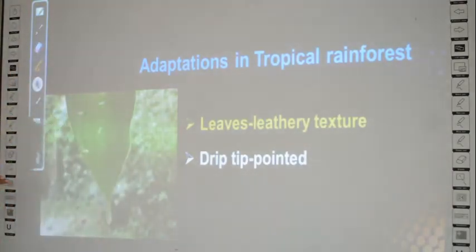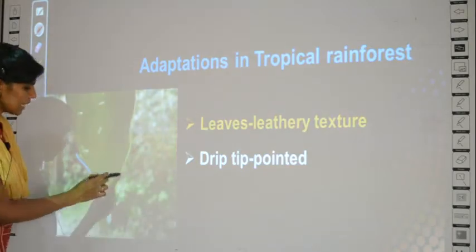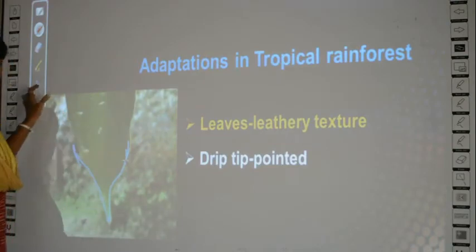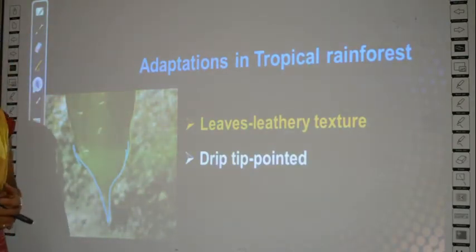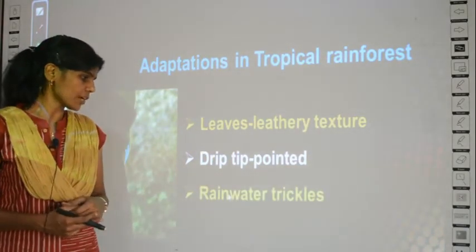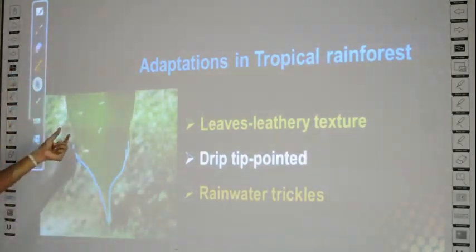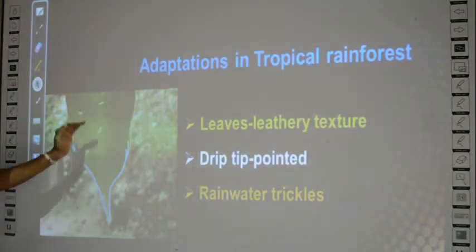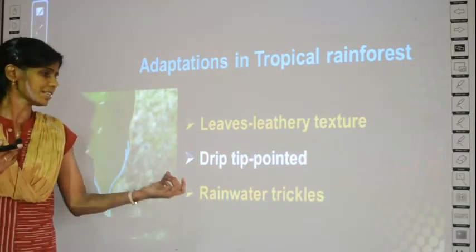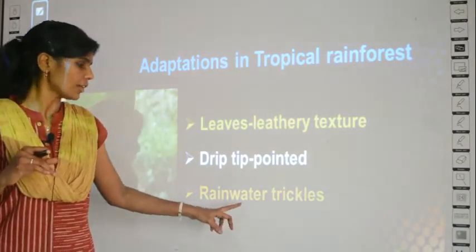What is this drip tip? Drip tip means it is pointed. Can you see the pointed tip of the leaf? This is called the drip tip, which means pointed leaves. What is the speciality of the plant having pointed leaves? If a plant has pointed leaves, the rainwater trickles. What is trickling? Which means the rainwater will drop down. It will not be stagnant on the leaf. If it is pointed, it will flow down, which is called trickling. Okay, it flows down the leaf. It will not be stagnant on the leaf.